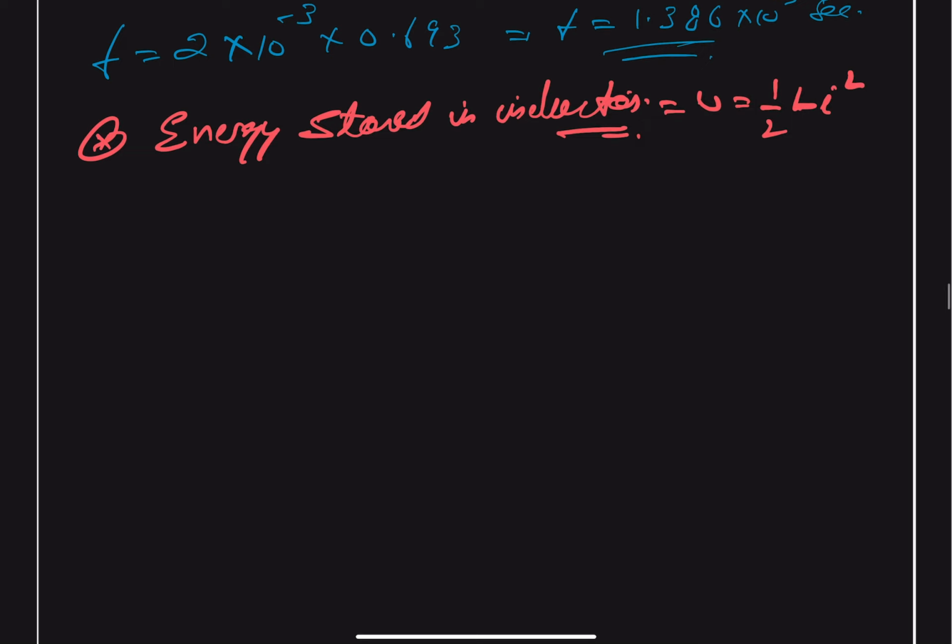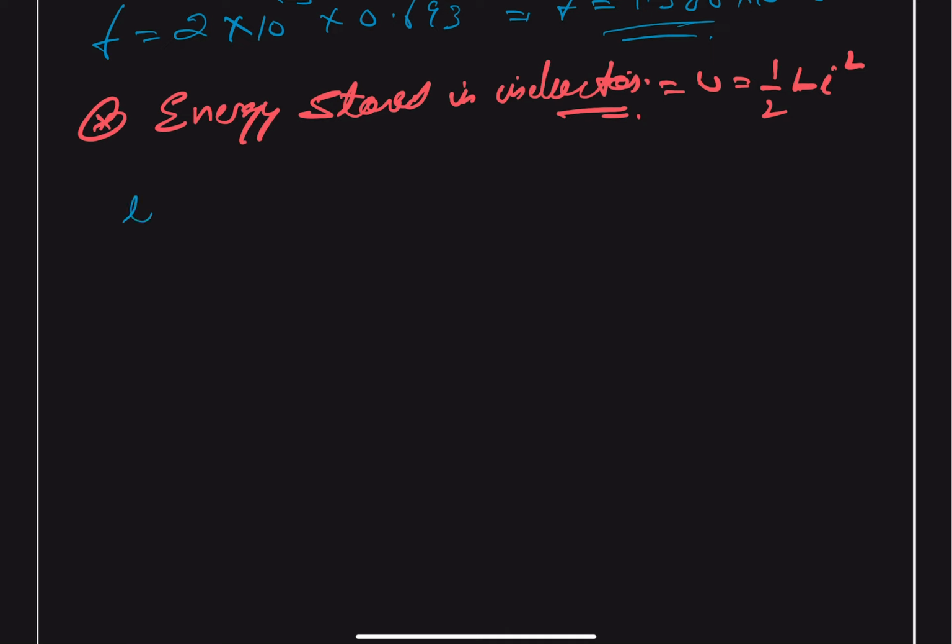Let's simply substitute the values. We get U is equal to half, inductor is 10 into 10 to the power minus 3, and the value of current is 0.3 and its whole square. So this energy will be coming as 4.5 into 10 to the power minus 4 joules. So this completes our second question.